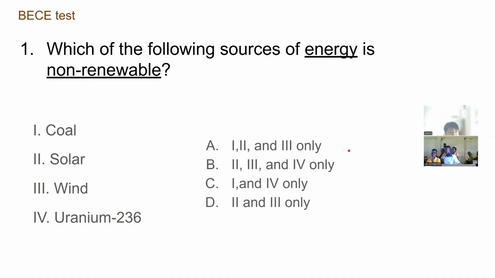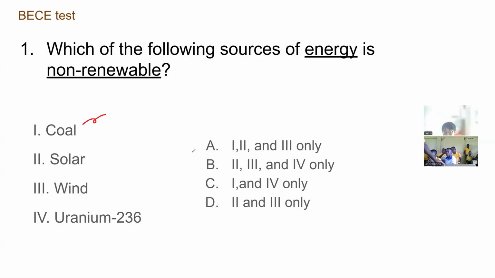Good job. Let's look at the next question. Who wants to try this question? Which of the following resources of energy is non-renewable? We have options like coal, solar, wind, and uranium. What do you guys think is non-renewable? Do you think coal is non-renewable or renewable energy?